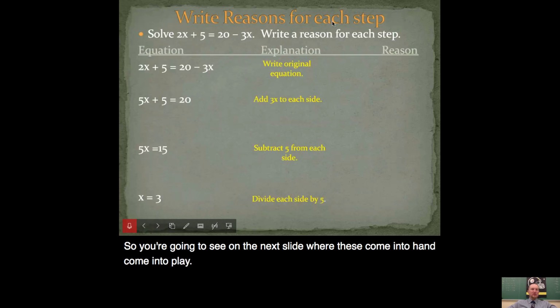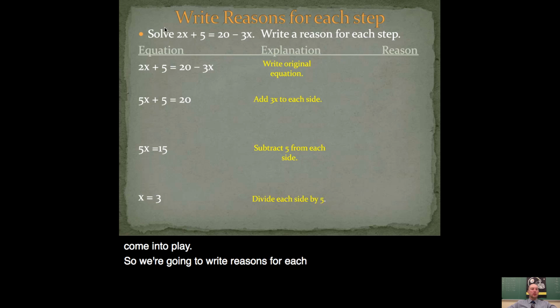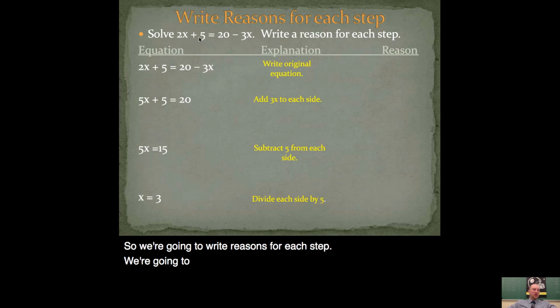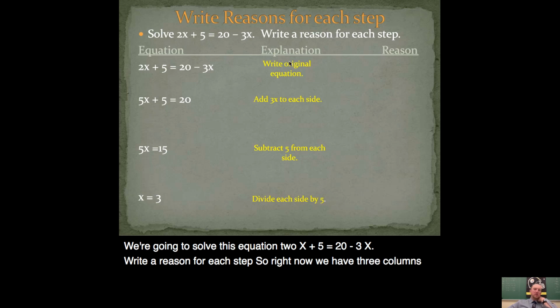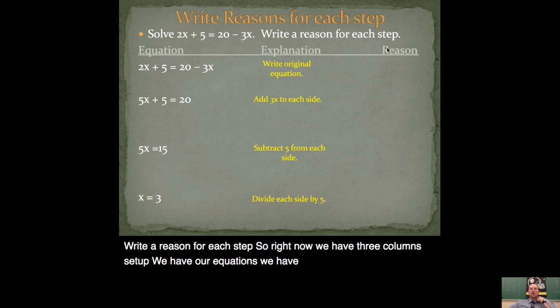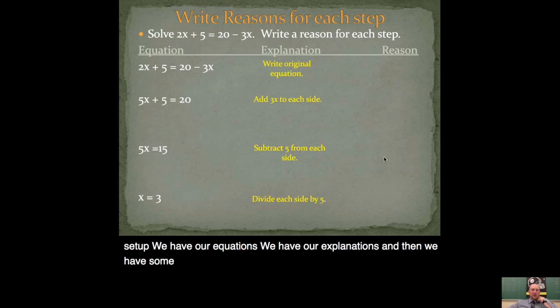So we're going to write reasons for each step. We're going to solve this equation, 2x plus 5 equals 20 minus 3x. Write a reason for each step. So right now we have 3 columns set up. We have our equations, we have our explanations, and then we have some reasons. And these reasons are going to be our algebraic properties that we just talked about.